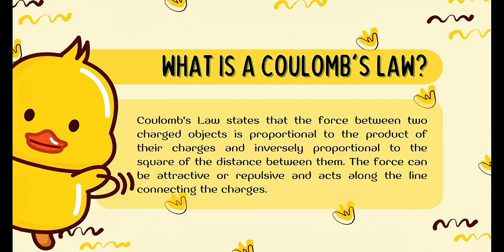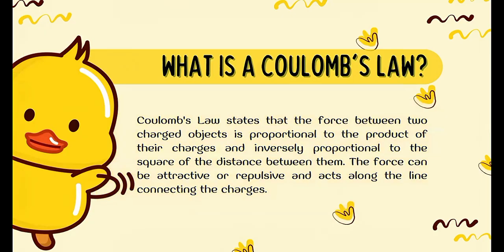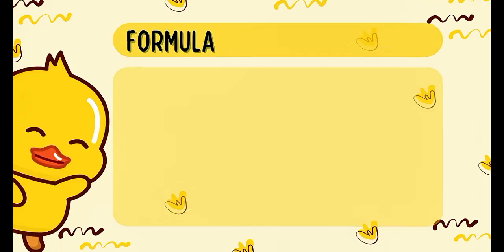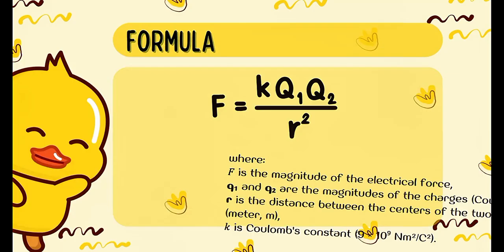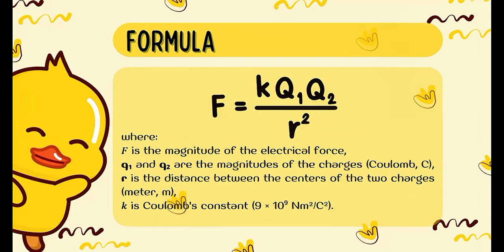So Coulomb's law describes the electric force between two charged objects. It states that the electrostatic force, or F, between two charges is directly proportional to the product of their charges, and inversely proportional to the square of the distance between them. So here we have our formula. It is F equals K times Q1 times Q2 over R squared, where F is the electrostatic force or magnitude. It refers to the force acting between two charges occupying the same space.